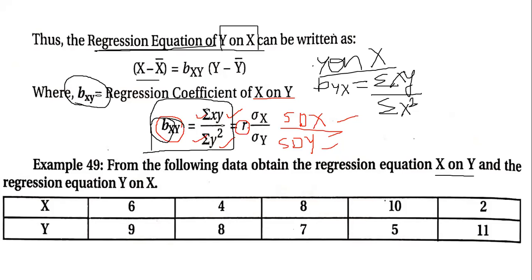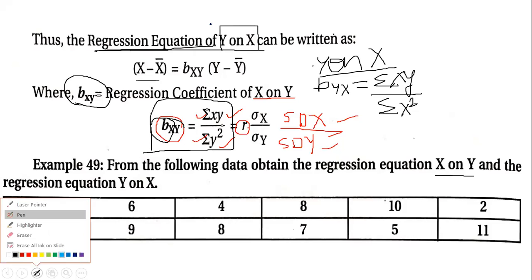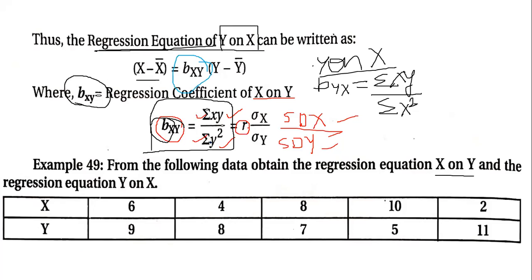Now in the place of bxy, we are going to substitute this formula. In the problem, in the place of bxy, we substitute this formula. Sorry, this is x on y, right? There is some confusion here. They have given both of them. So for x on y, this will be the formula. For y on x, you will consider this. Fine, let's go to the problem.